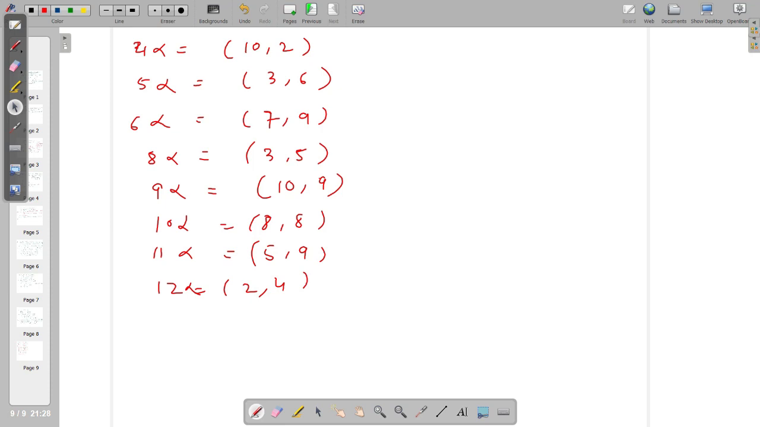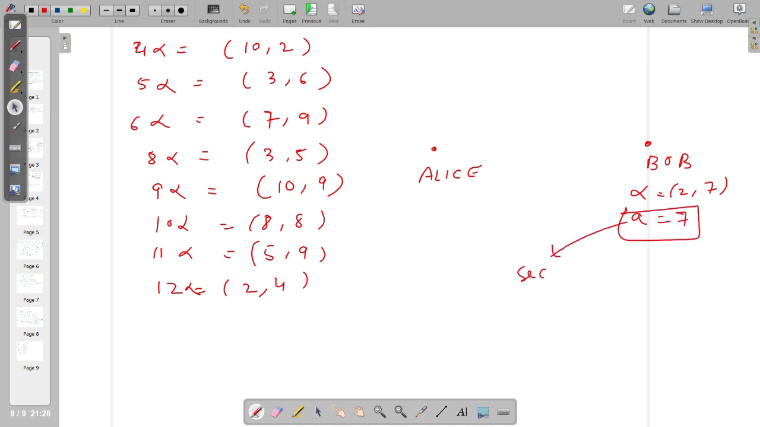Now how do Alice and Bob communicate? So let's say this is Alice and this is Bob, and we are considering the same curve, x cube plus x plus 6. So alpha is equal to 2,7. Now let's say a is equal to 7, and this is the secret key of Bob. Beta is equal to a to the power alpha. So here we are considering addition, so beta is equal to 7 alpha. What is the value of 7 alpha? 7 alpha is equal to 7,2.